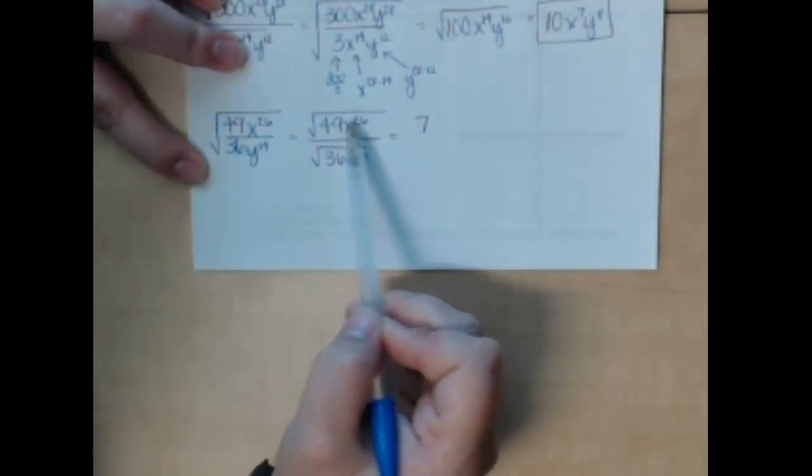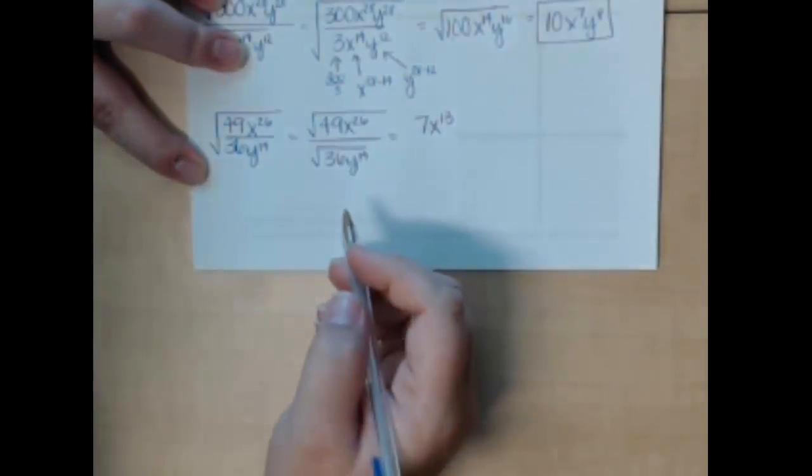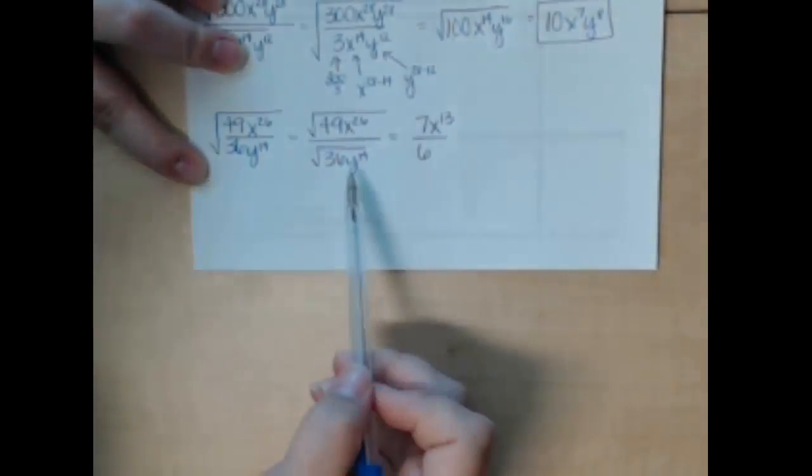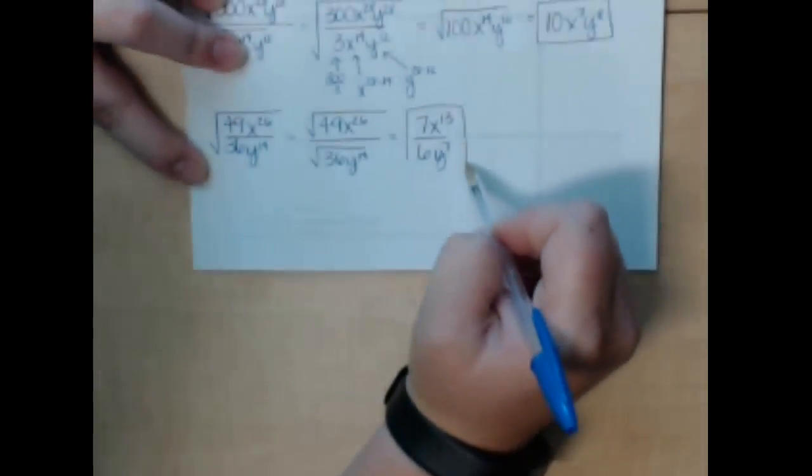So if I simplify the top, square root of 49 is 7. Square root of x to the 26th, again, this is a square root, so 2 goes into 26 13 times, which means I can bring out an x to the 13th. No leftovers, so no radical. On bottom, the square root of 36 is 6. And the square root of y to the 14th, again square root, 2 goes into 14 7 times, so I can bring out a y to the 7th with no leftovers. So we're just going to leave it like that.